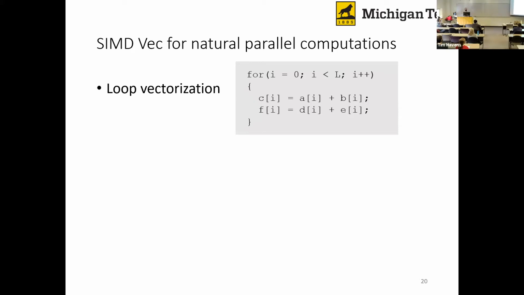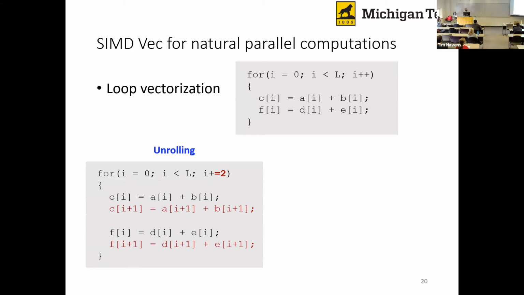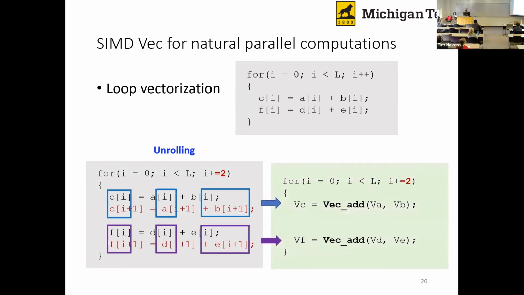So the first direction is loop vectorization. We first unroll the loop, and then we combine multiple instructions across the consecutive loop iterations into one SIMD instruction.